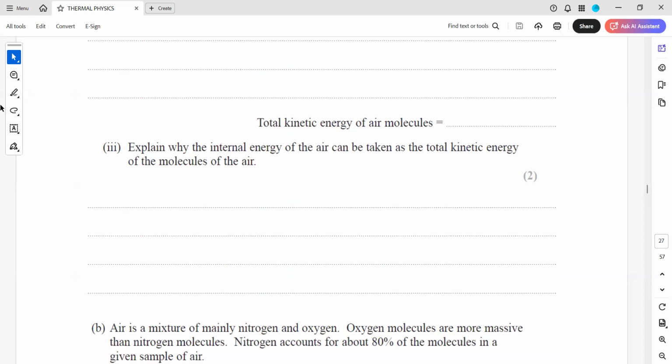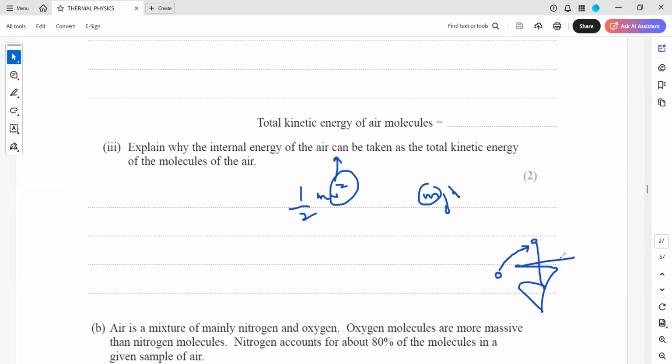If you compare half mv square and mgh, the speed at which the particles are moving is very high, but the change in position of the particle is negligible. The mass is negligible, and when the particle of a gas moves, the distance which it moves is also negligible in the container or in the lungs. The change in height in the lungs might be 10 or 15 centimeter. So this change in height and the mass both are negligible. That's why we ignore the potential energy of the particles.